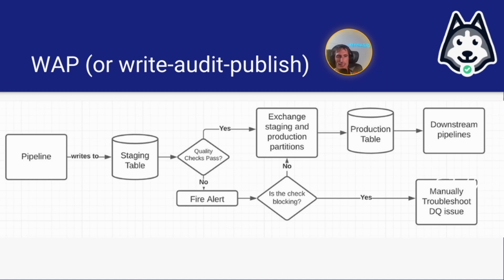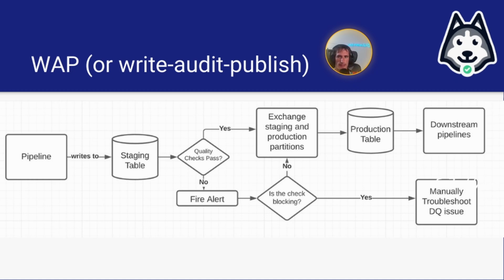So in that case, it was a blocking check. We troubleshot it, and we're like, well, that sucks for Ethiopia, but this is not actually a quality error. And then we exchange the partitions and we go on with our lives. This is write-audit-publish. It's my favorite. I like this the most. I think that Facebook does it wrong, and I think that Netflix and Airbnb do it right. And this is the pattern I like.